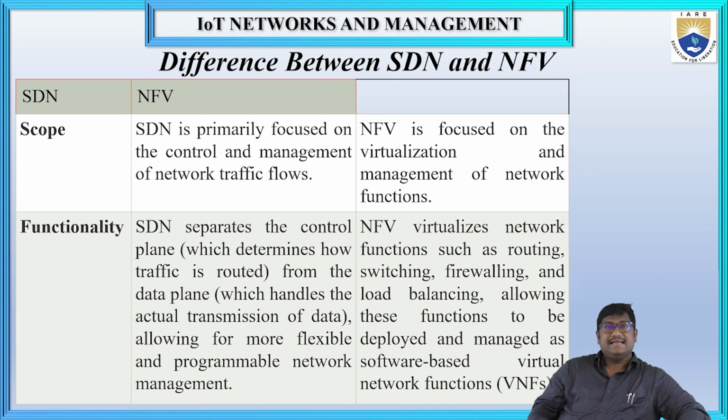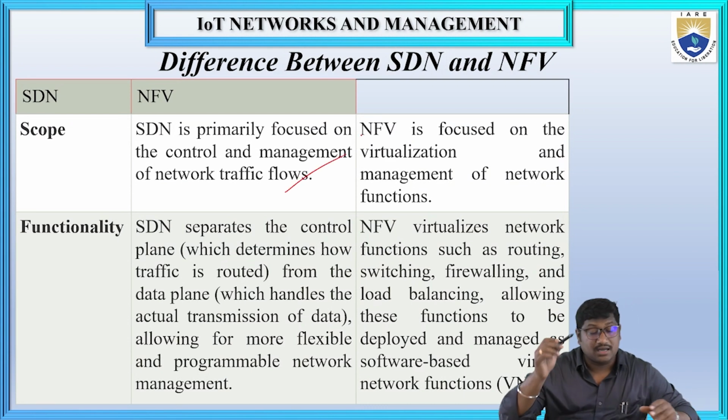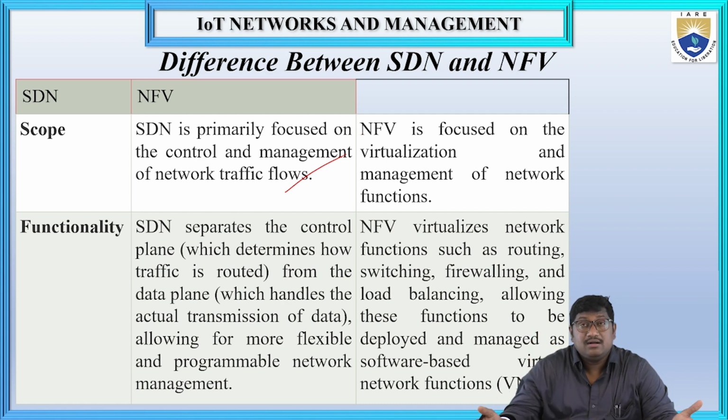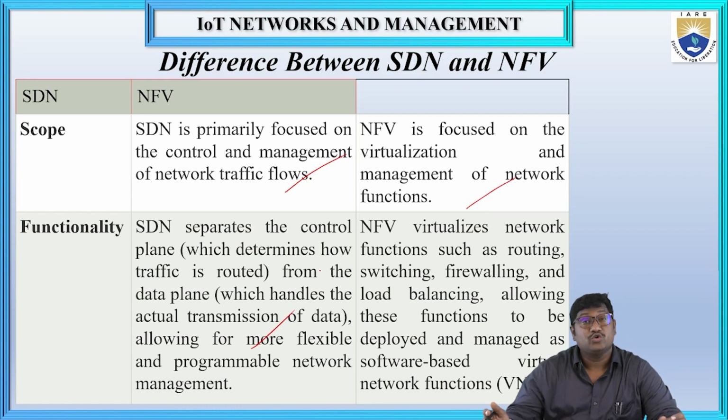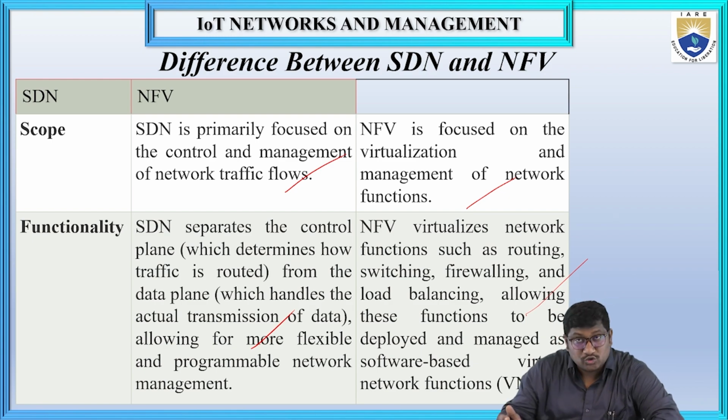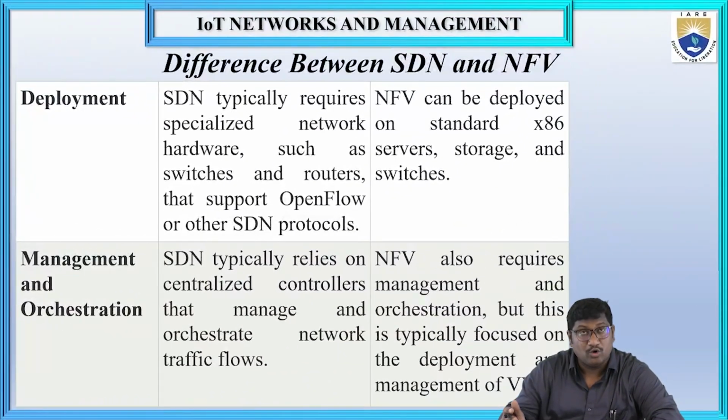Have a look, guys, at SDN and NFV. What is the scope? SDN is primarily focused on the control and management of network traffic flows, whereas NFV focuses on the virtualization and management of network functions. Coming to functionality, SDN separates the control plane from the data plane, allowing a more flexible and programmable network. In NFV, the network functions are routing, switching, firewalling and load balancing.